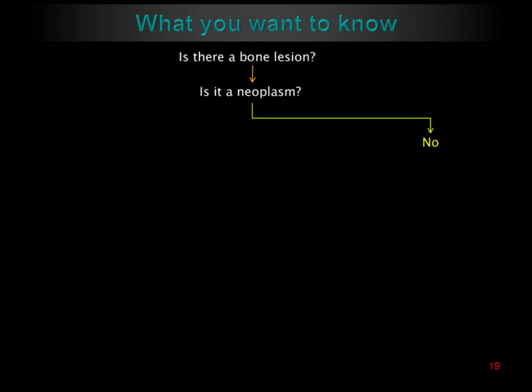So what do you want to know? Well, first is that you want to know whether there is a bone lesion in a patient. Once you know there is a bone lesion, you want to know whether it is a neoplasm. I mean, there could be bone lesions which are not neoplasms. Yes. So it could be osteomyelitis, it could be metabolic bone disease. These are not neoplastic lesions, but they can appear as neoplasms in the bone. Similarly, there are a lot of tumor-like conditions which are not really considered as true neoplasms, but for the sake of convenience, we label them as benign bone tumors.